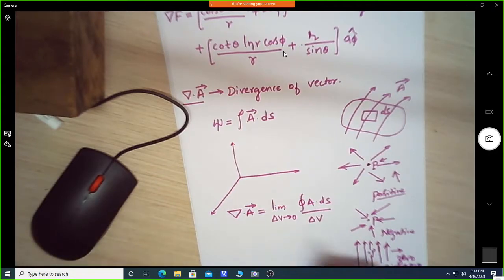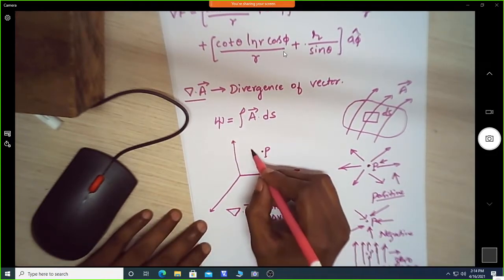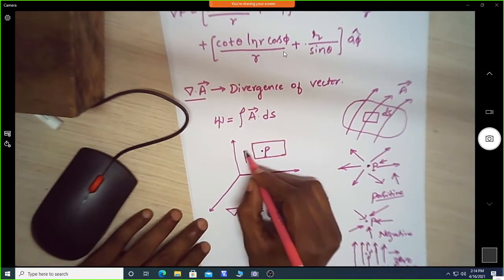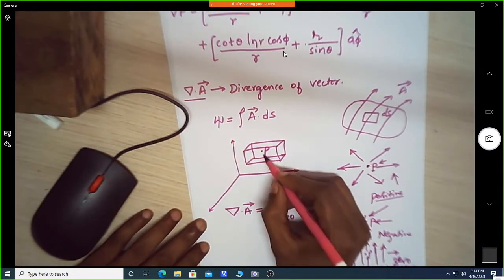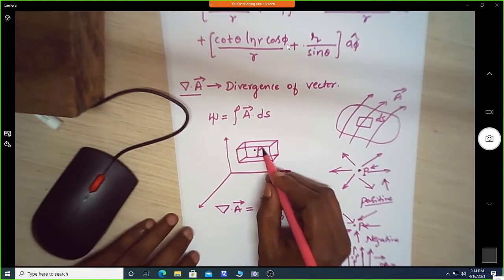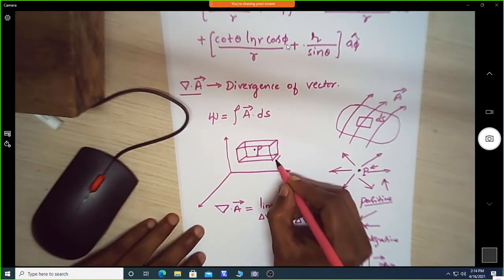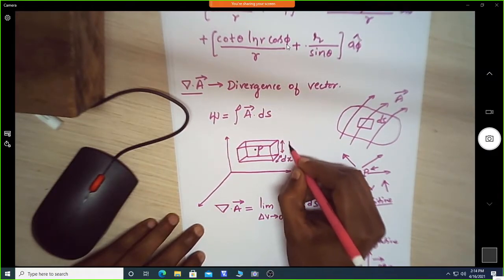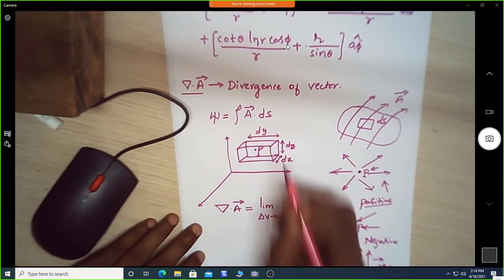So now if I take a point P here in the Cartesian coordinate system, and even you can define one volume, okay. If I define the volume like this, now point P is within this volume. Let us say this is P, which is within this volume, and there is the variation in the x direction, which we can call dx, variation in the z direction, which we'll call dz, and variation in the y direction, which we'll call dy, okay.